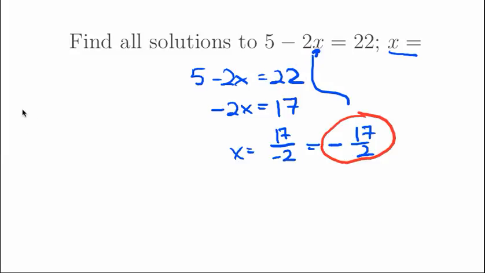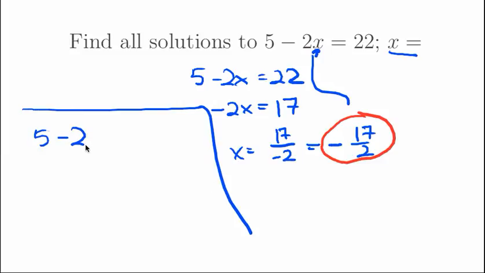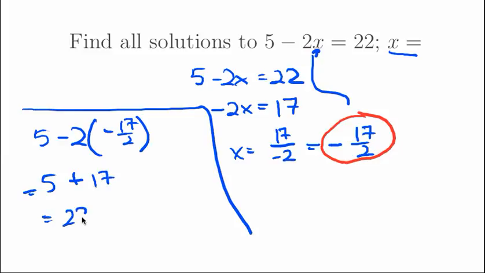So let's do that real quick in this little box area right here. If I take 5 minus 2 times negative 17 halves, let's see if that really equals 22. If it does, then I know that I'm right. So this is equal to 5 minus 2 times negative 17 over 2, which is a plus 17, and that does give me 22. So this answer is absolutely, positively correct.